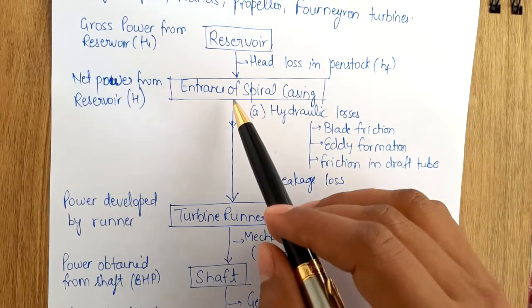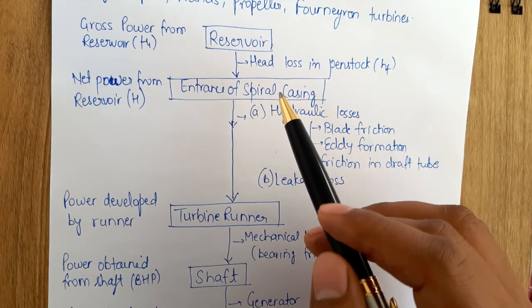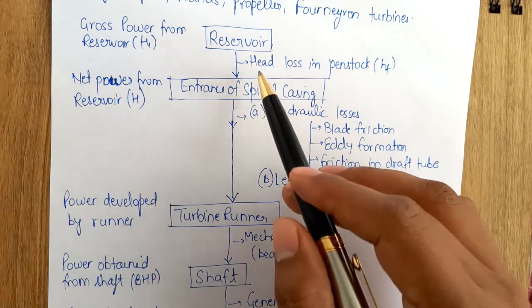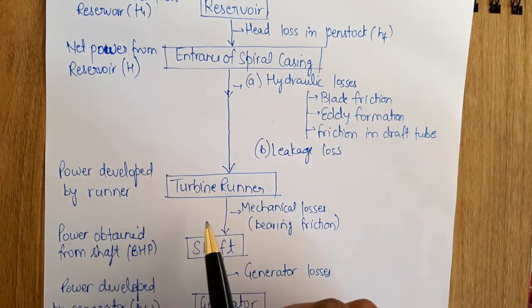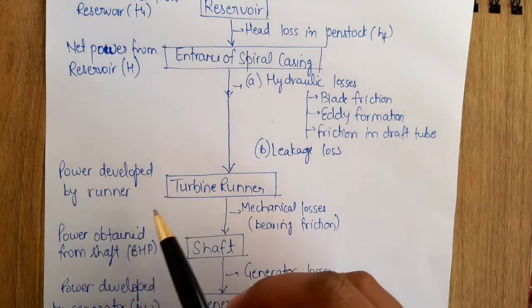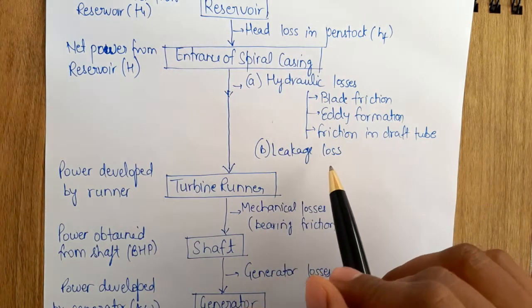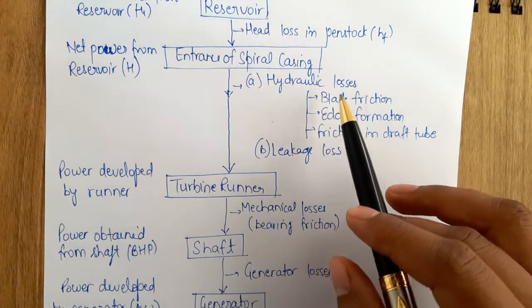From the reservoir to the entrance of the spiral casing. In the previous one, it was reaching the nozzle end. Here it will reach the spiral casing, and there will be head loss in the penstock. Now the net head from the reservoir, after reaching the turbine runner, that is the power developed by the runner, we have hydraulic loss and leakage loss. So from the spiral casing to the turbine runner, we have these two losses.